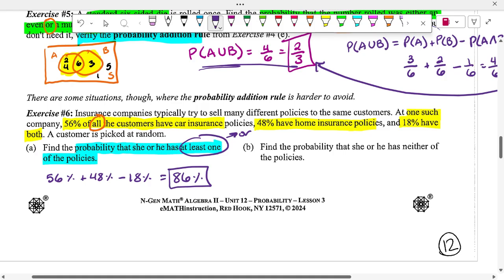All right, so last one. This one's kind of a review from yesterday. What's the probability that she or he has neither of the policies? It's the opposite, that's a complement. So you subtract it from 100. You subtract 86% from 100, and that'll give you 14%.